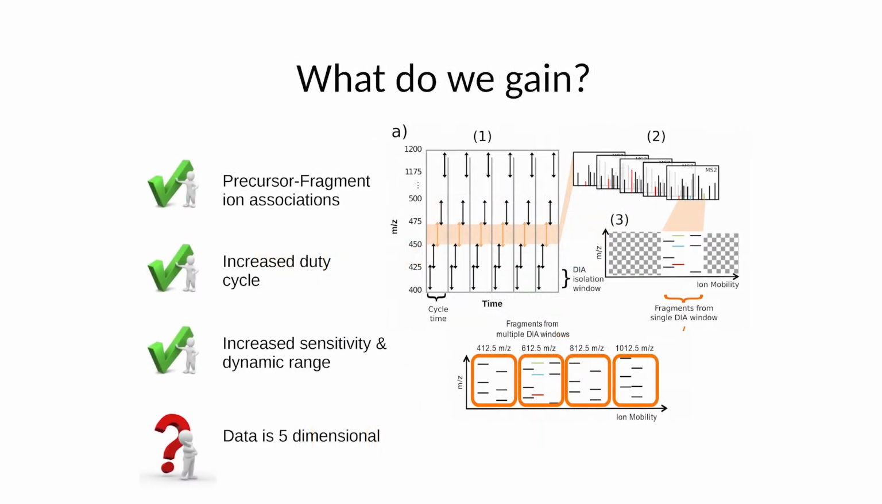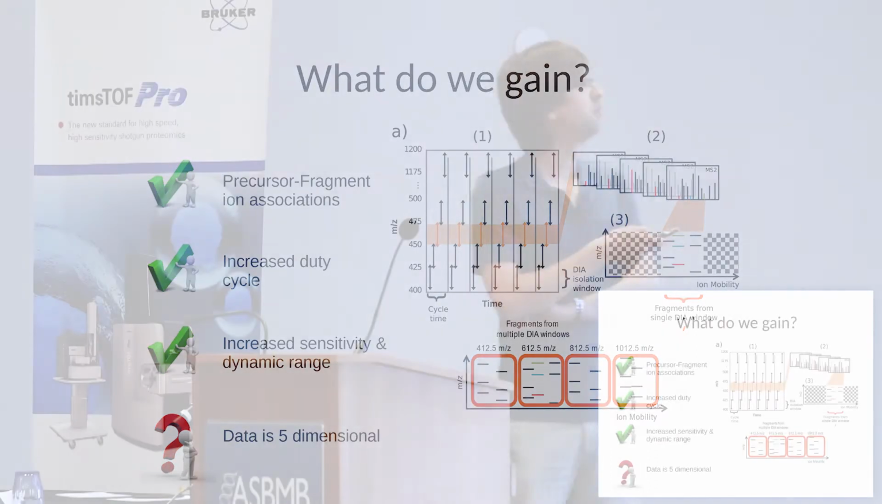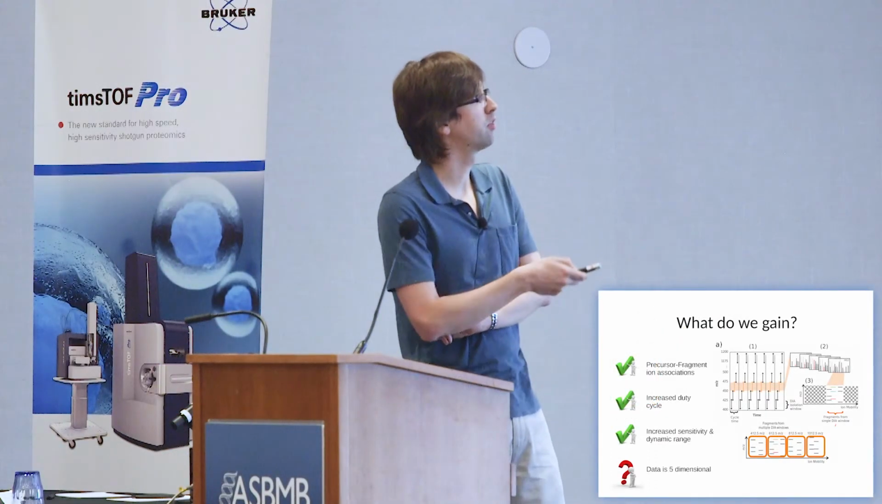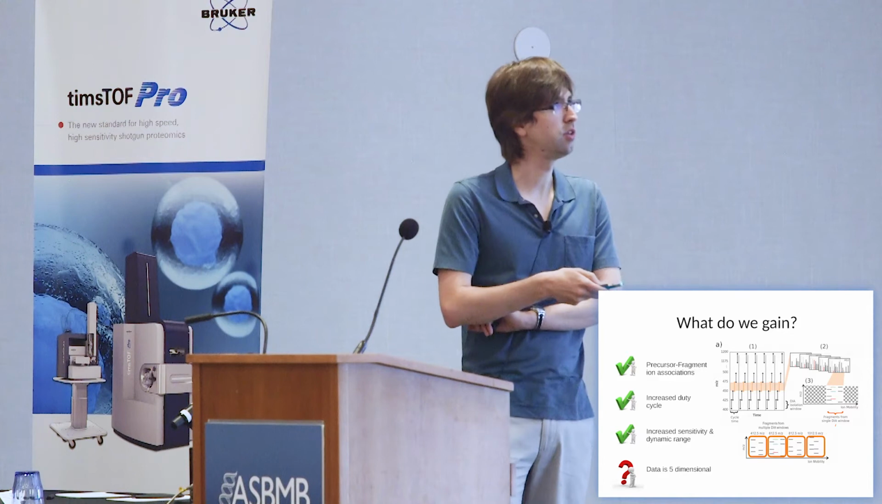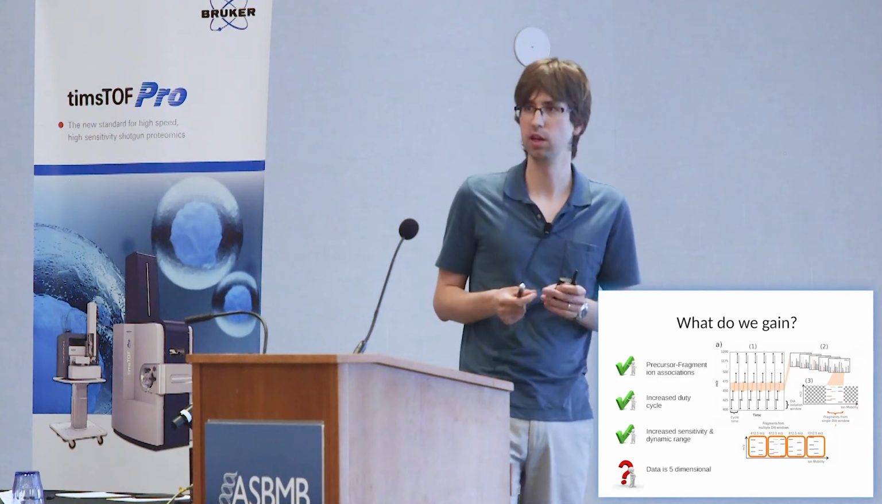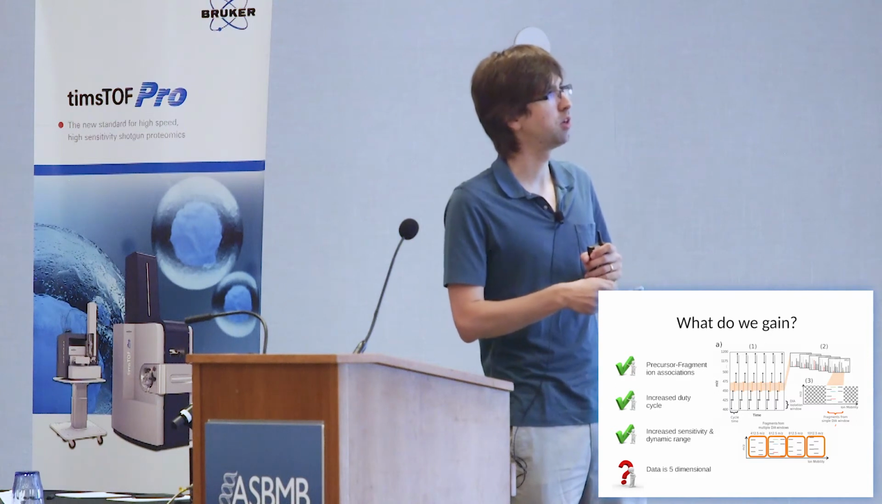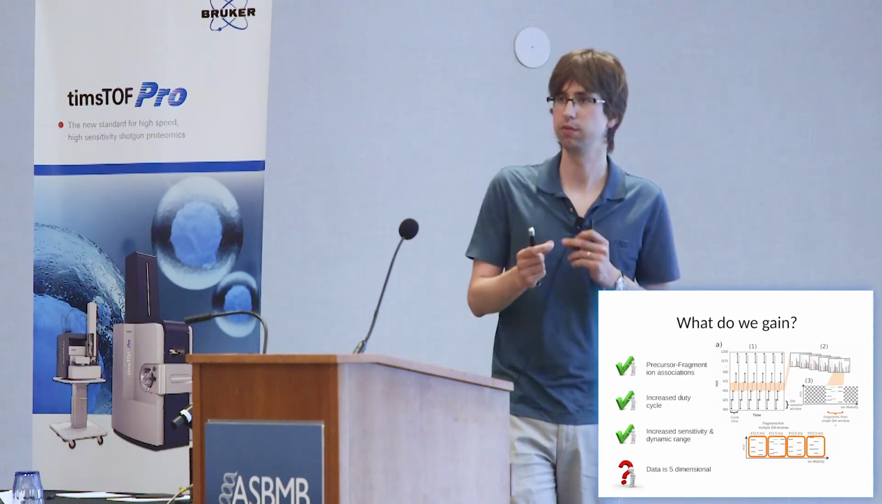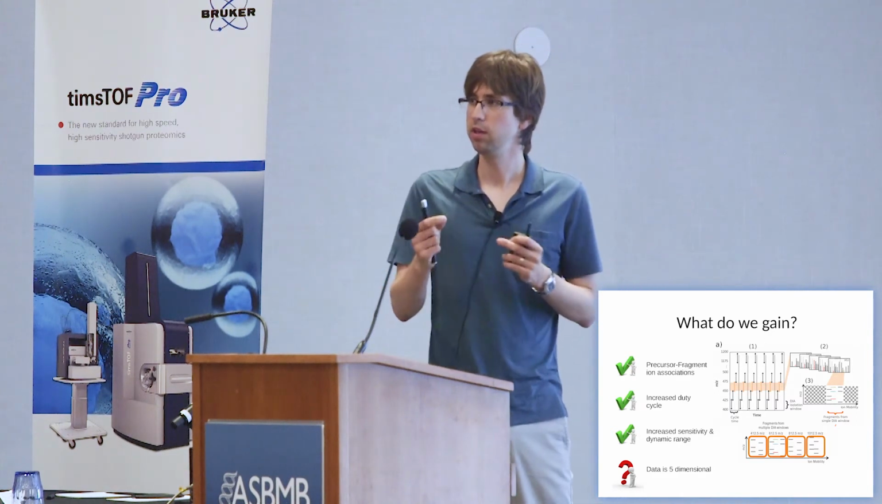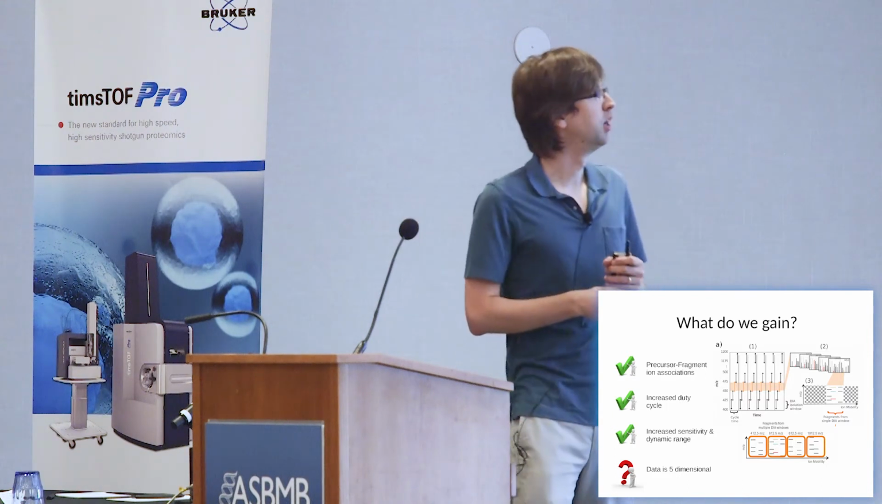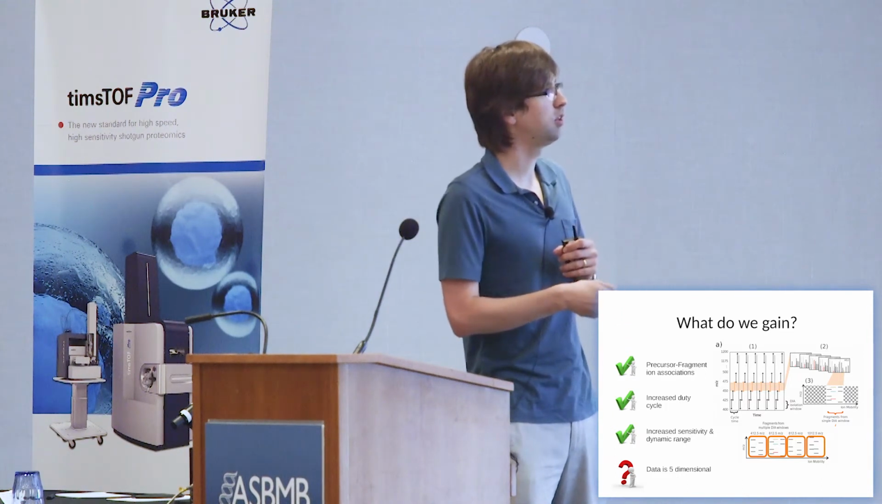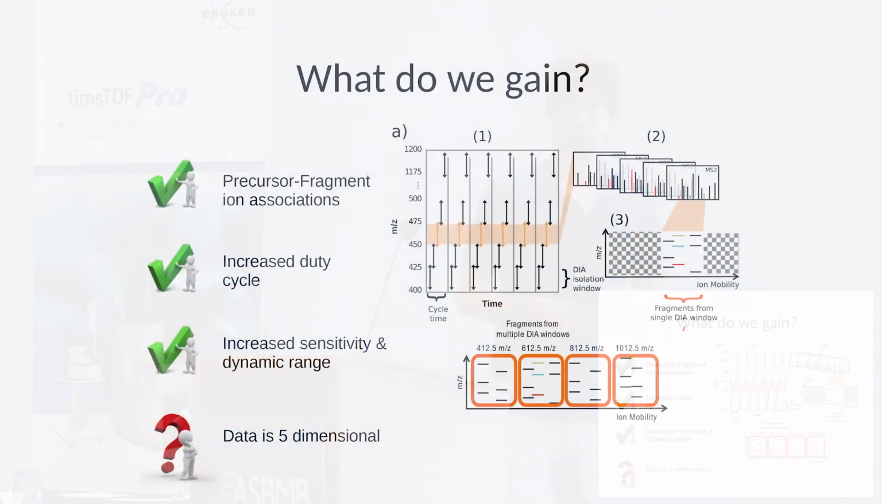So what do we gain by adding ion mobility to SWATH-MS? First of all, we gain these precursor fragment associations back. So our multiplexed, highly complex spectra now suddenly look much, much simpler because we now see separation of the fragment ions by the ion mobility of their precursor. Secondly, we gain increased duty cycle due to the multiplexing from diaPASEF.